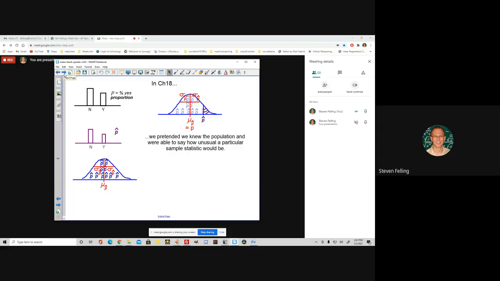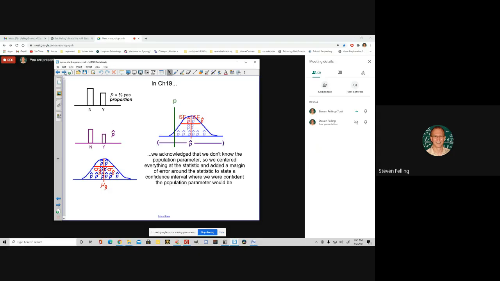Okay, that was all in chapter 18. And for us to do those calculations, we had to know the proportion values in the population, but we don't really typically know that. So this is kind of fantasy land, what we were doing in chapter 18, right? Because if we knew that value for the population, we wouldn't bother to take a sample.